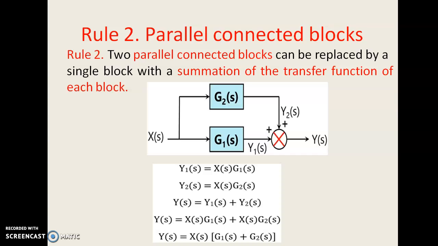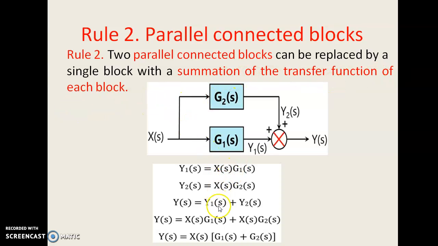Similarly, we go for rule number 2. Rule number 2 is related to parallel connected blocks. Two parallel connected blocks can be replaced by a single block with a summation of the transfer function of each block. Y of S is the output of the system and X of S is the input. G1(s) and G2(s) are both connected in parallel, and the overall gain of the system is the summation of G1(s) and G2(s), the summation of the transfer function of each block.